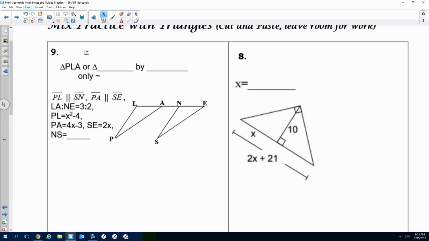All right, so they're asking you, is it congruent or similar? Then you're going to complete the congruent or similarity statement and then justify. So always start by marking the given. What did they tell us so far?